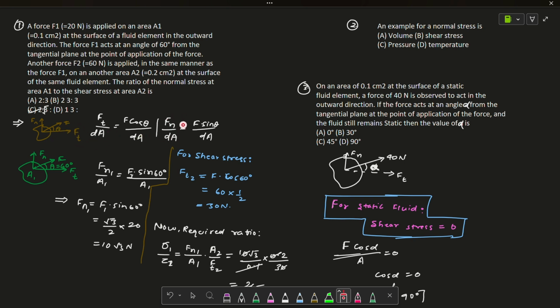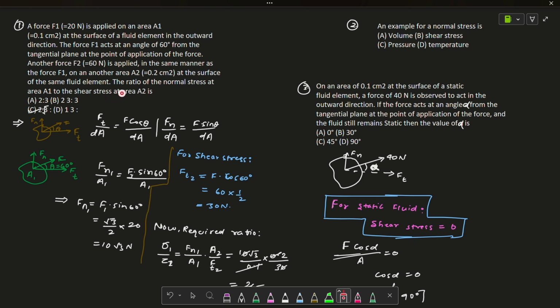Similarly, in the case of normal force, just keep it F sin theta. So this one is the tangential force, and this one is the normal force. For normal stress, you have to multiply Fn by dA, and for shear stress, you have to multiply the tangential force with this area. This one is the normal force, and this one is the tangential force, or the shear force, we call it.